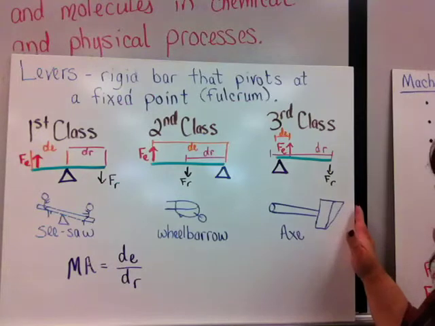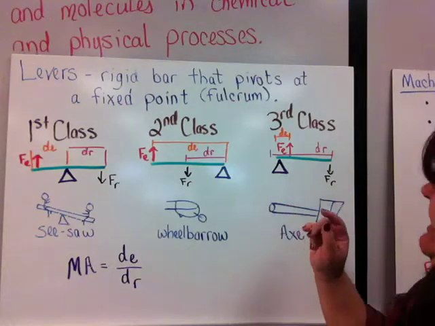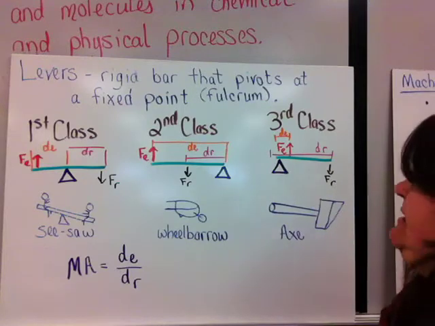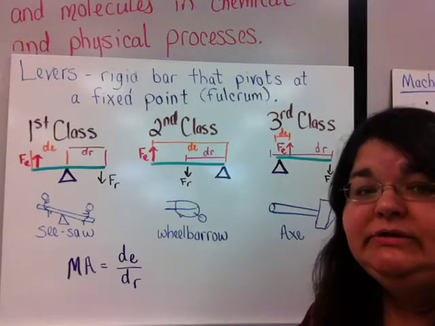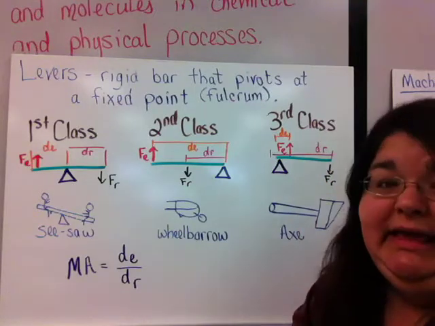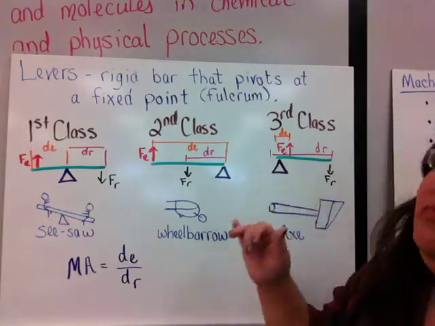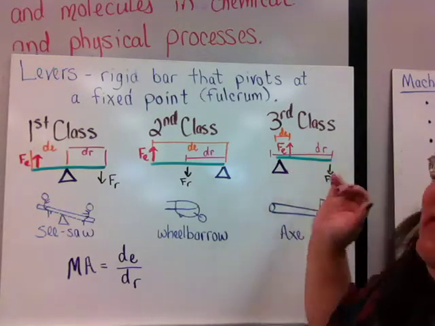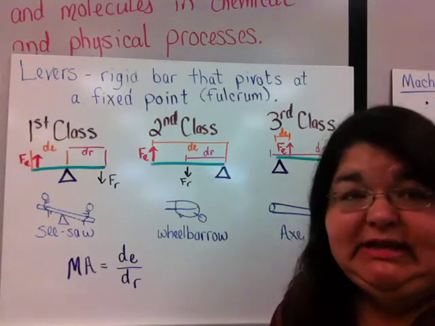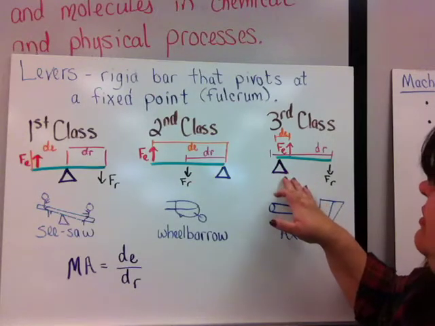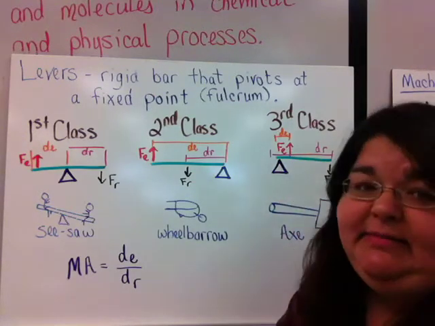On the third-class lever, it's a little harder to understand. We have the fulcrum at the same end as my effort force, and the resistance is at the opposite end. Again, the effort force doesn't have to be in the center. It just has to be in between. Now, the fulcrum with the effort at the same end.